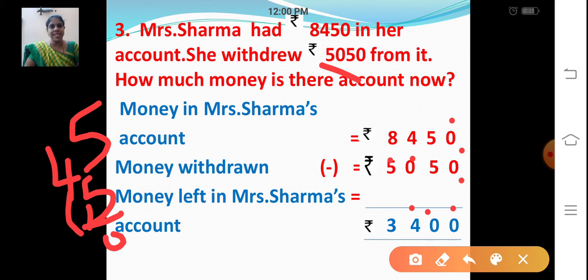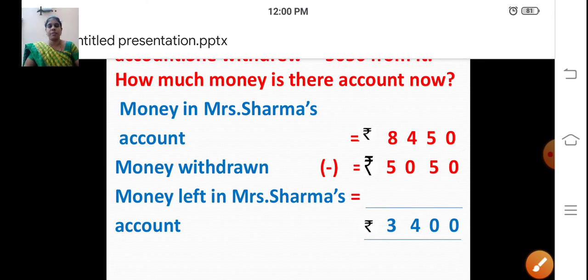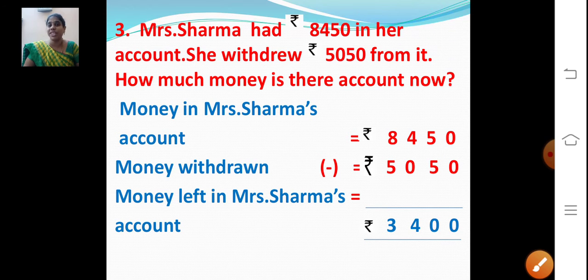The money left in Mr. Sharma's account. So we are going to subtract the two numbers, 8,450 minus 5,050. The answer is 3,400. So how much money is left in Mr. Sharma's account? 3,400 rupees is there in our account now.